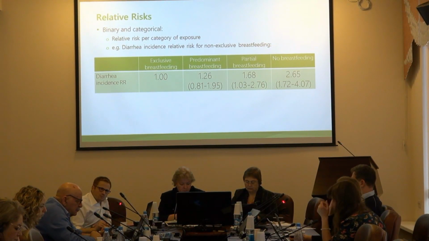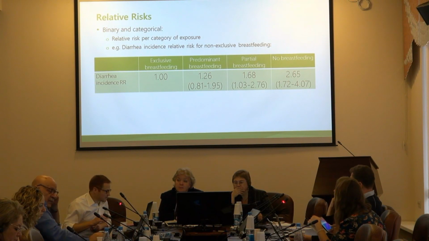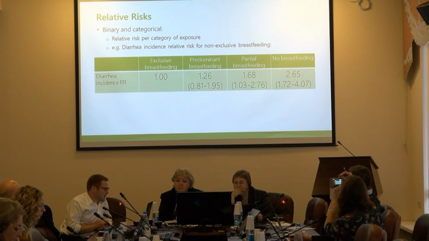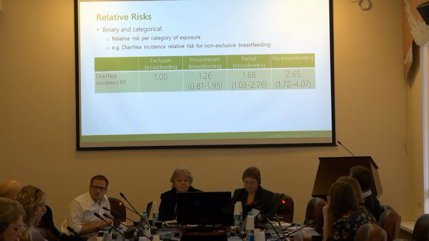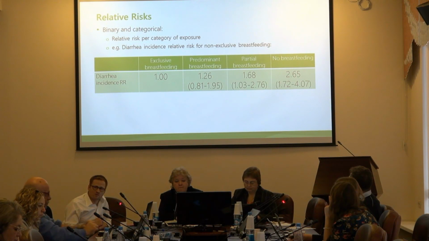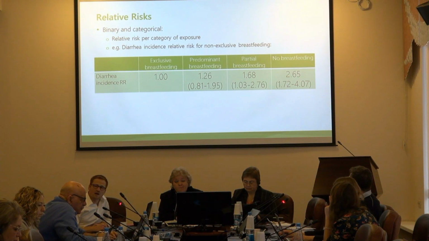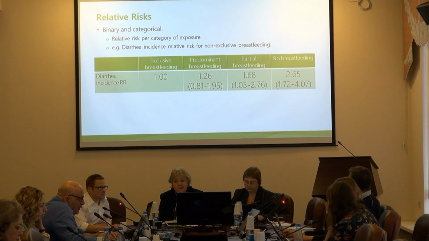So this is usually most straightforward for binary and categorical risks. We're simply comparing risk of an outcome between different categories. For example, here we're looking at diarrhea risk as it relates to breastfeeding. Exclusive breastfeeding is associated with the lowest risk of diarrhea. Predominant breastfeeding has about a 26% increase in risk. Partial breastfeeding about a 68% increase in risk. And no breastfeeding at all, about a 165% increase in risk. So these are fairly straightforward analyses when we're dealing with these sort of categorical exposures.